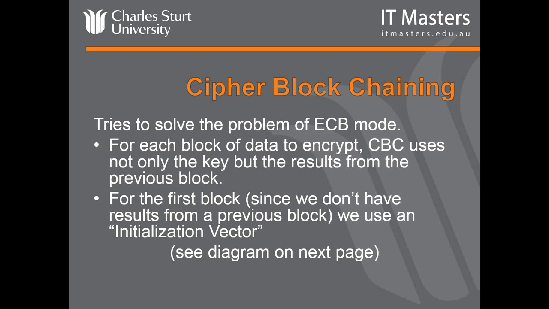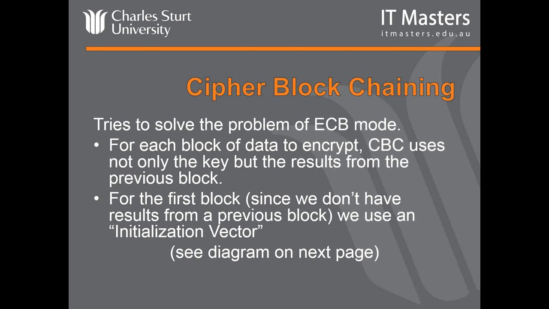Cipher block chaining tried to solve some of those problems by adding extra data. So results from the previous block were used. Then if something gets damaged in the front of your stream, it can actually screw everything else up on decryption.